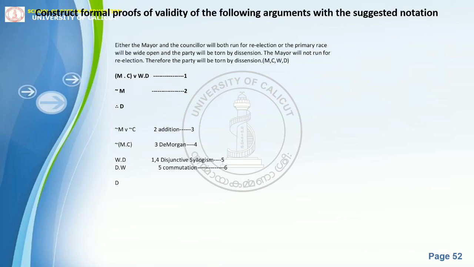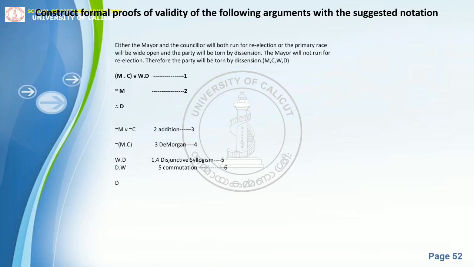Construct formal proofs of validity of the following arguments with the suggested notation. The statement is given here: either the mayor and the councillor will both run for re-election, or the primary race will be wide open and the party will be torn by dissension. The mayor will not run for re-election, therefore the party will be torn by dissension. The letters for symbolization are M, C, W, D. The first statement is symbolized as (M dot C) or (W dot D), and the second statement as negation M, and therefore D.